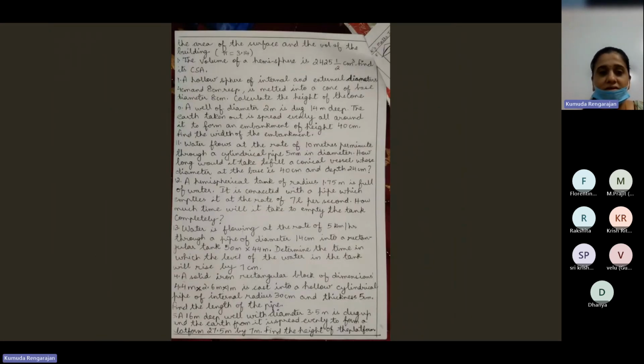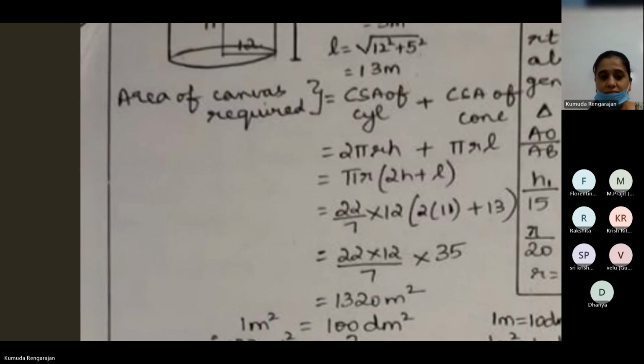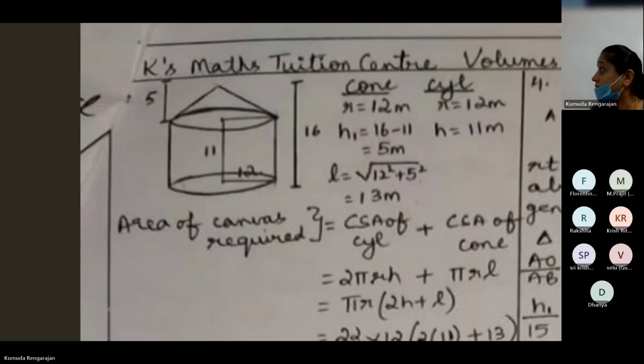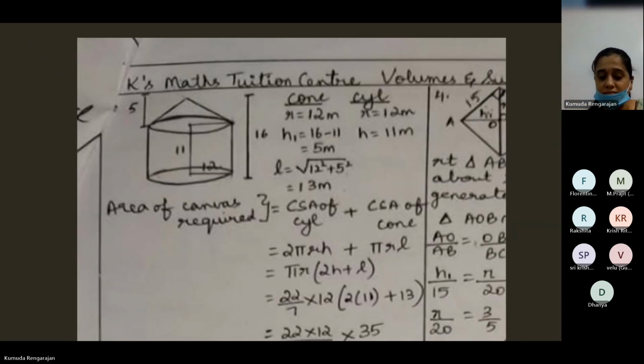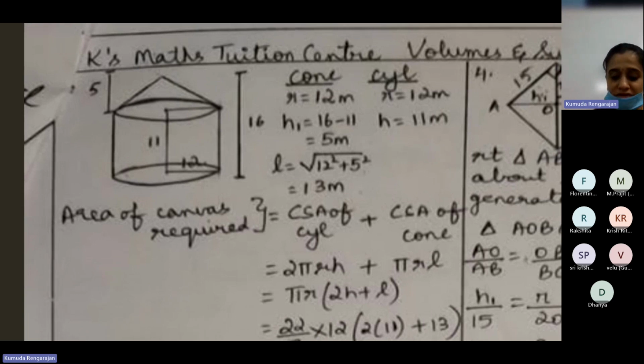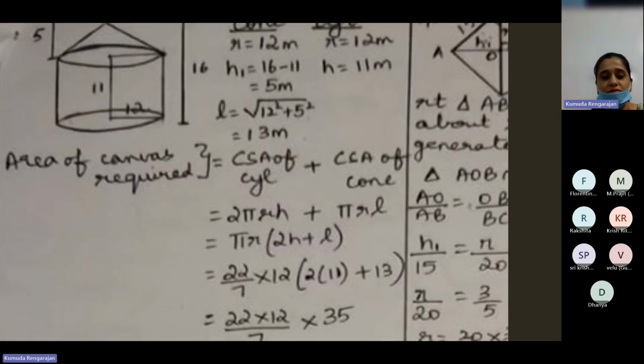Time to see the answer to question number 1. It's blurred, children, but can you read it? The second row, children. Okay. So please check. I think radius, height, and slant height, all of us found.